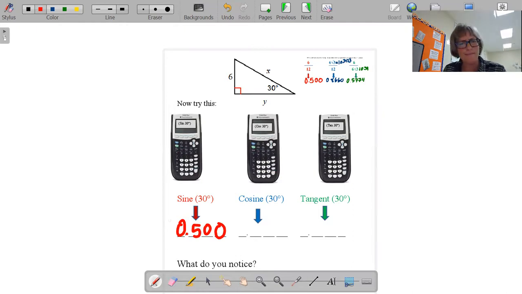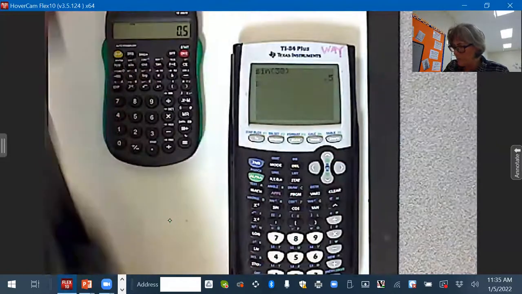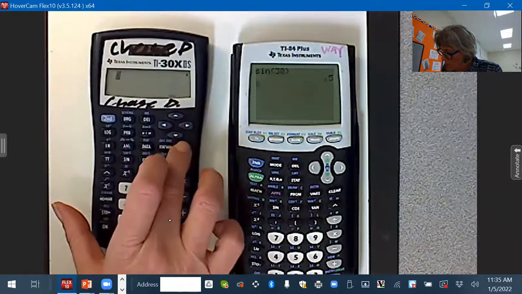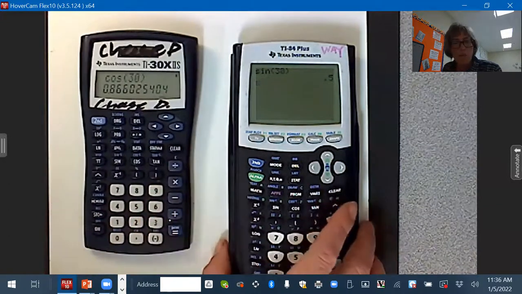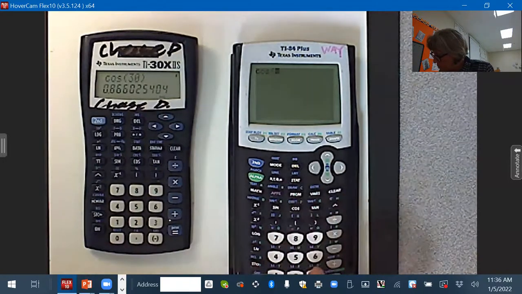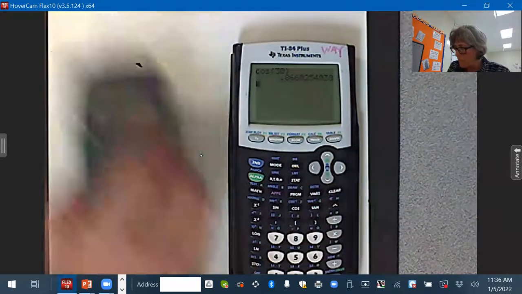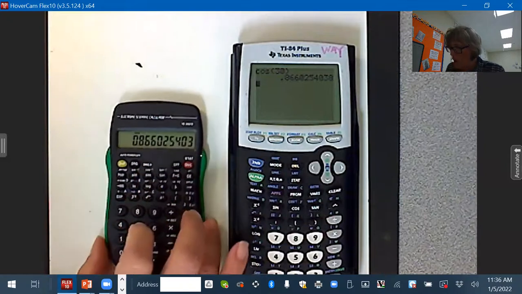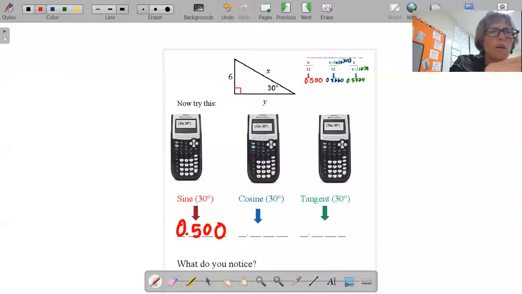Let's do cosine. Cosine of 30. Let's see what's up with that. This calculator, cosine 30. Notice the decimal. This calculator, cosine 30. Notice the decimal. This calculator goes backwards, 30 cosine, 0.8660. Wait a minute, we've seen that before.